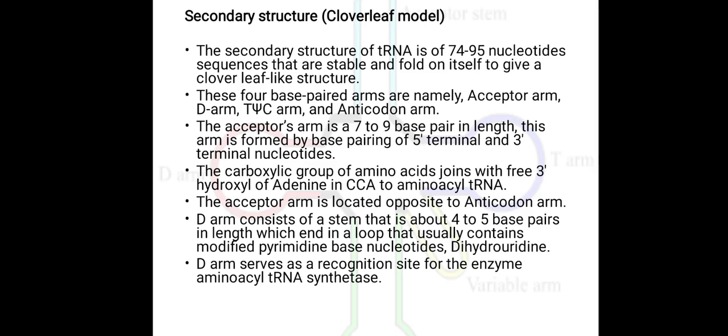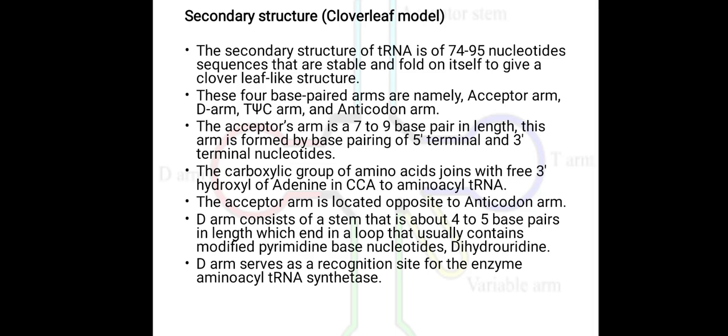Now we switch over to the secondary structure, which is also known as the clover-leaf structure or the clover-leaf model of the tRNA. This secondary structure of tRNA contains 74 to 95 nucleotides. These are stable and fold on themselves to give a clover-leaf-like appearance. The 4 base-paired arms are called the acceptor arm, D arm, T-psi-C arm and the anticodon arm.